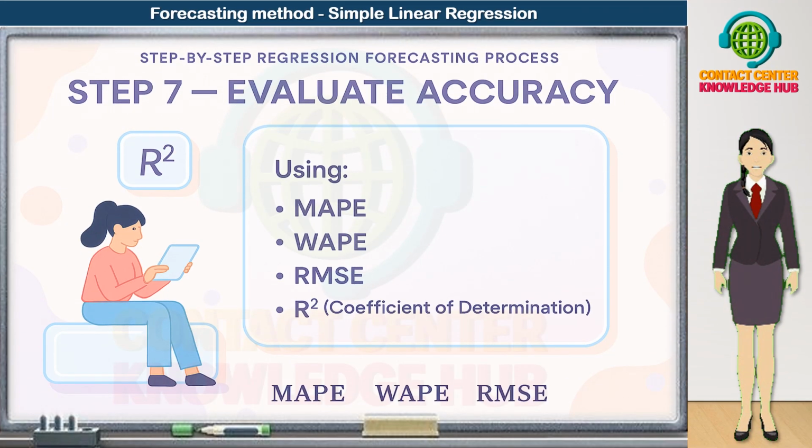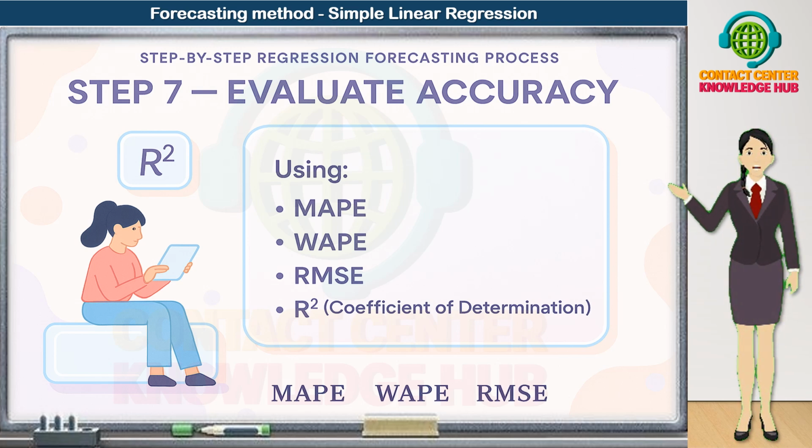Step 7. Evaluate the accuracy of your regression model. After building your forecast, it's essential to check how well the model is performing. We do this using standard accuracy metrics. First, MAPE, mean absolute percentage error. The average percentage difference between actual values and predicted values. Second, WAPE, weighted absolute percentage error. This adjusts the error based on the size of the actual values, making it more reliable for contact center metrics.